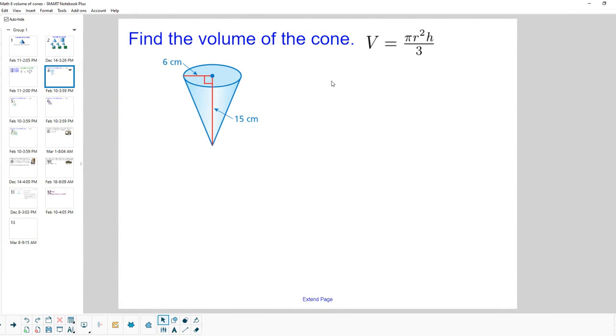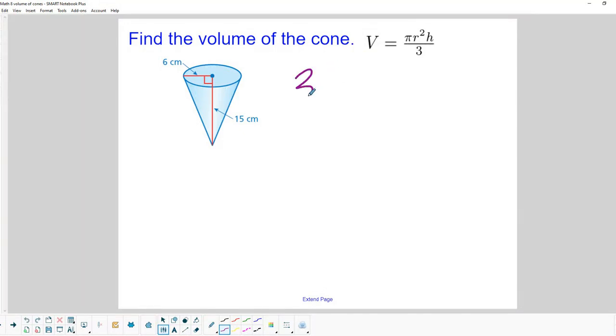So let's get right into it and let's see how this works. For our first one, we're going to do 3.14 times the radius, which in this cone is 6 squared. And then the height, as you can see, is this amount right here, that's 15. And then when we get done with all that, we're going to divide by 3. So this is the volume of this cone.